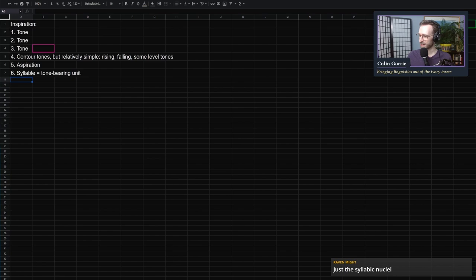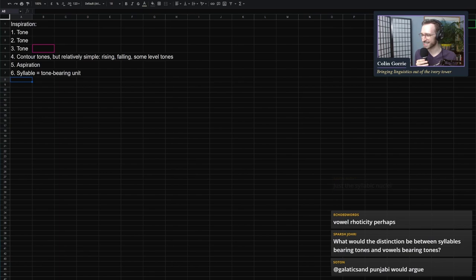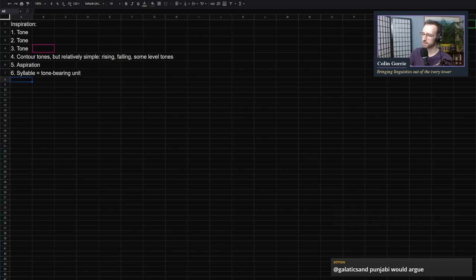Okay, let's see. Lucy mentions pitch accent trauma. Logan from before says that pitch accent is a scam. So you can see what I mean, the controversy with pitch accent. Sparsh Jory asks, what would be the difference between syllables bearing tones and vowels bearing tones? I think in a nutshell, if you have two vowels within a syllable and vowels are the tone-bearing unit, you're going to have different results than if the syllable is the tone-bearing unit.